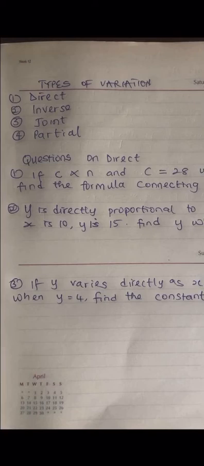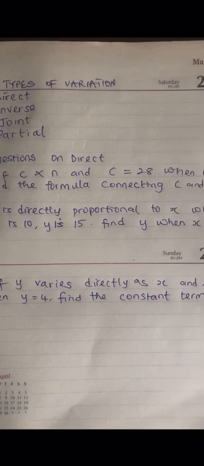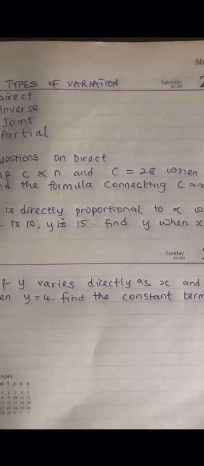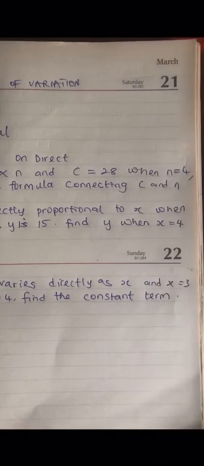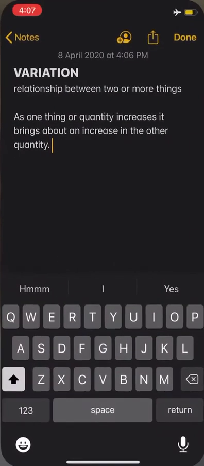So if C varies directly as N and C is equal to 28 when N is equal to 4, find the formula connecting C and N. Okay, so to do that, we're ready. First of all, C varies directly as N.